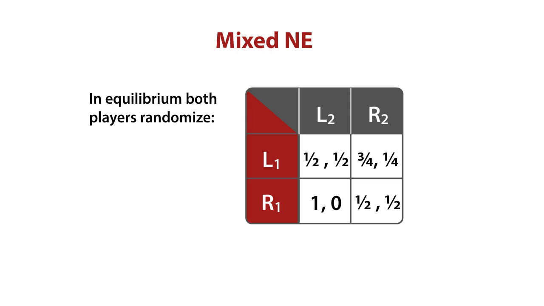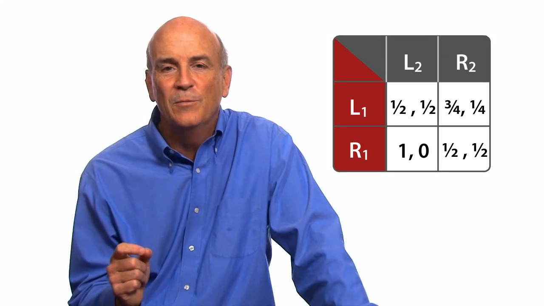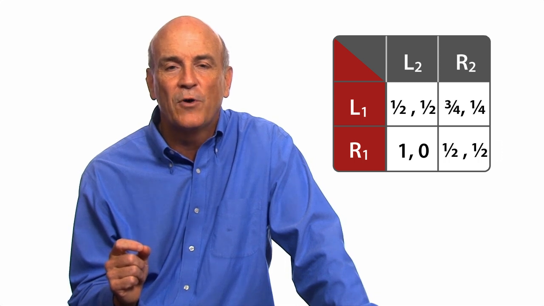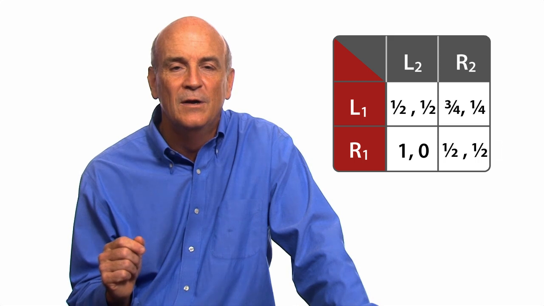We've now got a mixed Nash equilibrium, right? Both players are randomizing. Notice that in this equilibrium, the kicker is kicking left with probability 2/3, and therefore right with probability 1/3, and the goalie is defending left and right both with probability 1/2. That's a Nash equilibrium. Those probabilities are best responses to each other. This Nash equilibrium has a really interesting property, and it's a common property in these mixed strategy Nash equilibria.